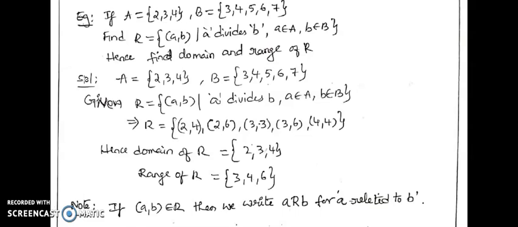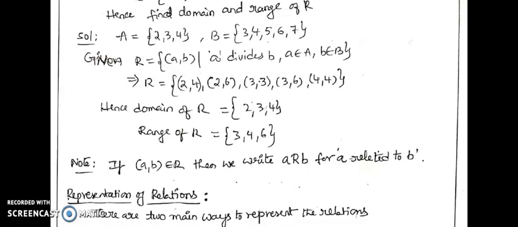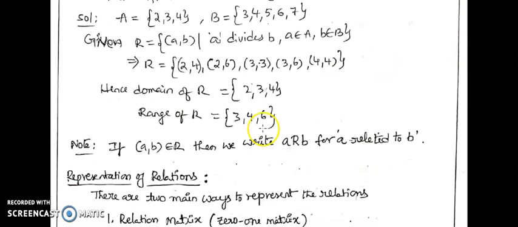It is 2, 4, 2, 6, 3, 3, 3, 6 and 4, 4. Each pair satisfies the divisibility rule given in the relation. Based on the elements of this relation, now we can easily find out the domain and range. Now the domain of the relation R equals the set of the elements 2, 3, 4 because these elements 2, 3, 4 form the pre-elements of each element of the relation.